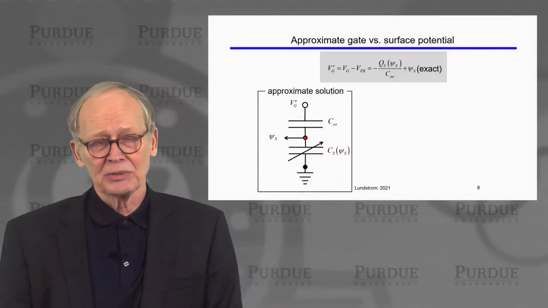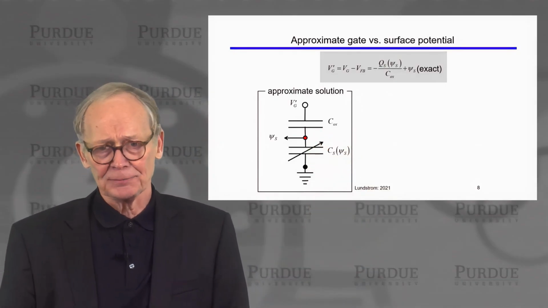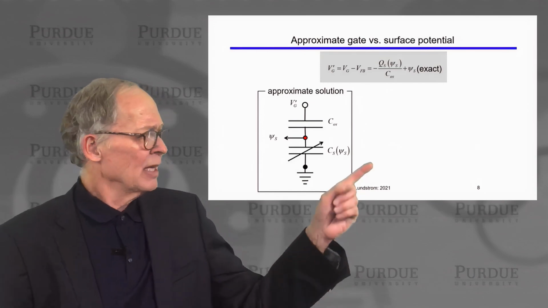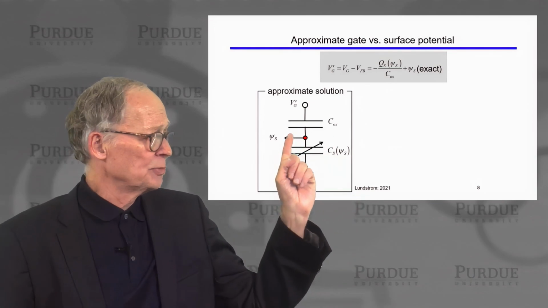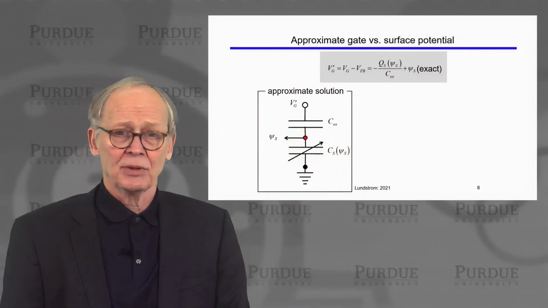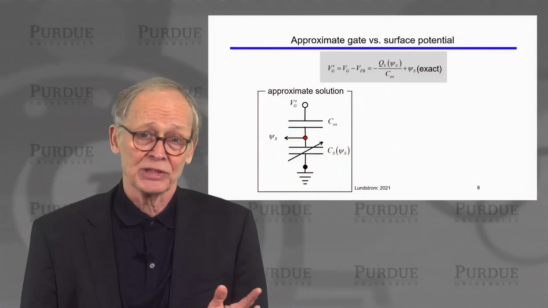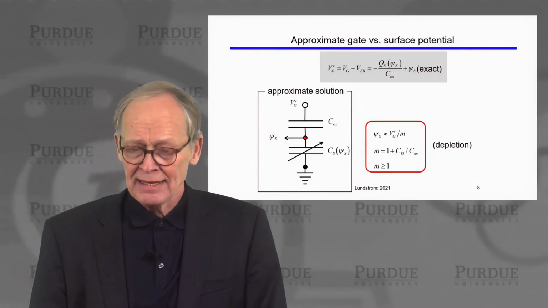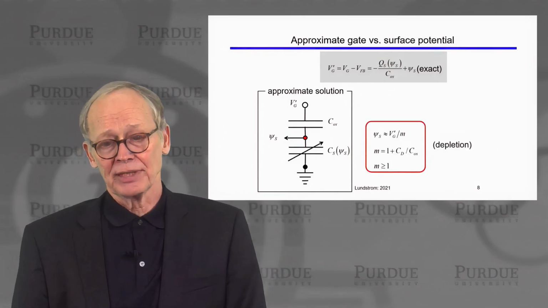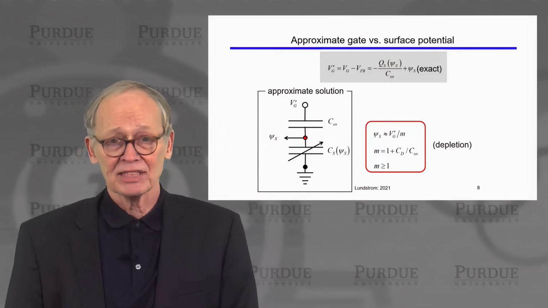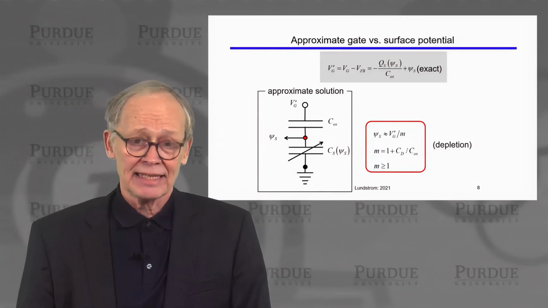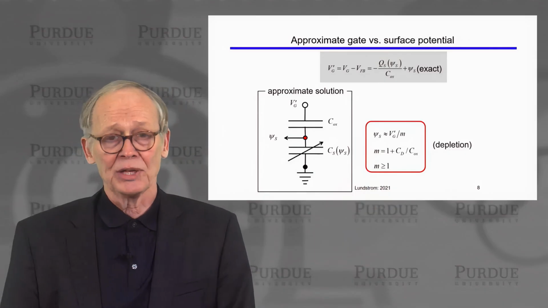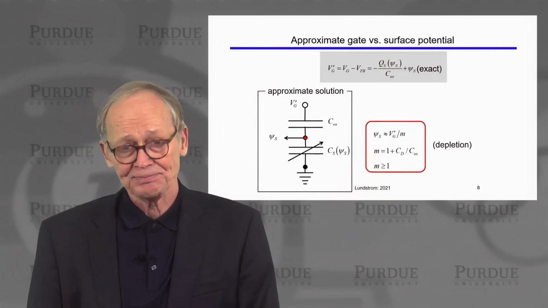But if we assume that we can just use an average surface potential, then we can treat it as 2 capacitors in series. We can relate the voltage between those 2 capacitors to the voltage we apply in the gate by voltage division in 2 capacitors in series. And what we find is that the surface potential is some fraction of the gate voltage. And that fraction is determined by this important parameter m, which is always greater than or equal to 1.